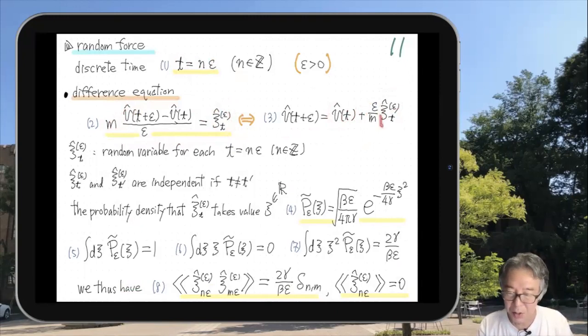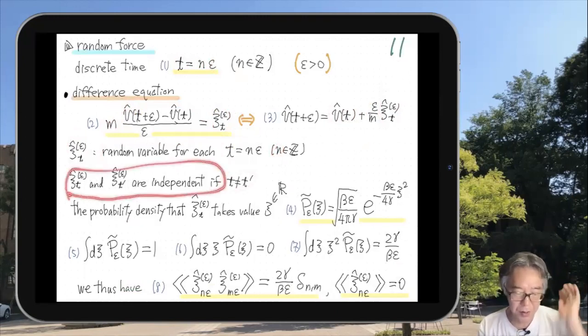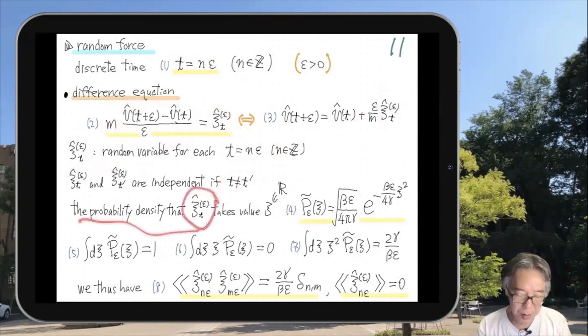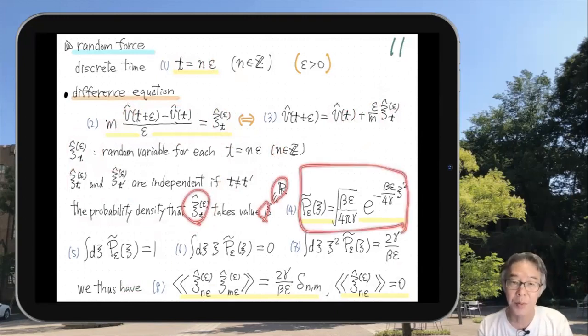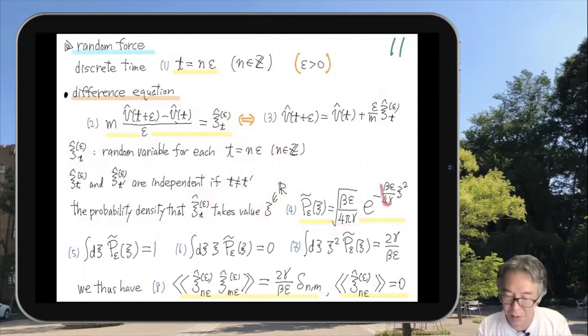Okay, and what is this psi? Well, this is a random variable, and we prepare this random variable for each t, where n is an integer, and we declare that when t and t prime are not the same, these are independent. As for this single random variable psi, we define that the probability density that it takes value psi in R is given by this Gaussian probability distribution. This is just a standard Gaussian, and I already fine-tuned everything, since I know the answer, so as to get the correct result.